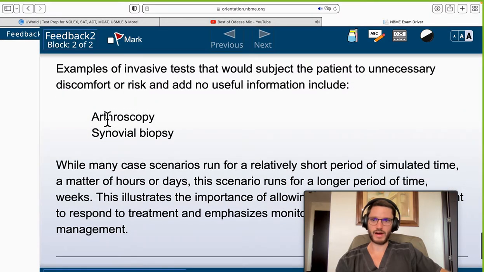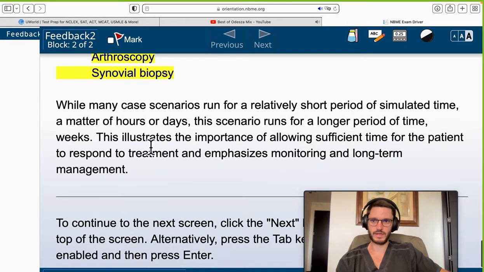Poor management is things that actually would just fail and make things the opposite for the patient. So here you have arthroscopy or synovial biopsy. Actually, maybe arthrocentesis could go here. What do you think? Let me know in the comment section.